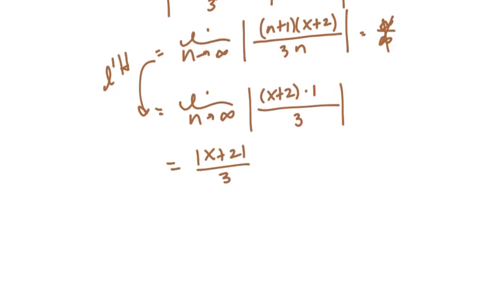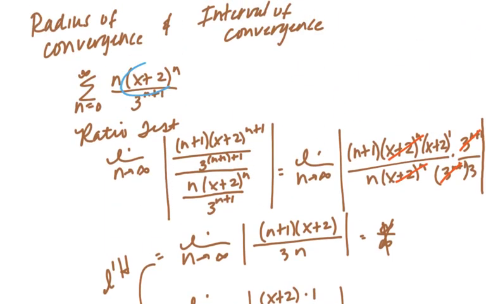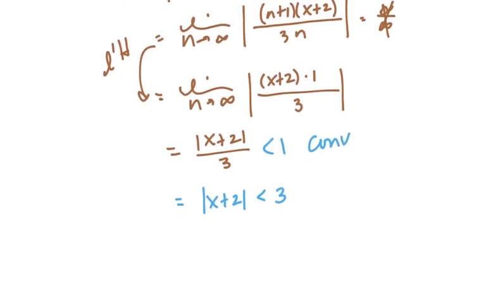We know that by the ratio test, if this is less than 1, then we have convergence. So let's solve it for the absolute value. That means the absolute value of x plus 2 is less than 3. Now, if you notice, this x plus 2 is the power that we have back here in the problem. See the x plus 2? So the fact that the absolute value of x plus 2 is less than 3 means our radius of convergence is r equals 3.